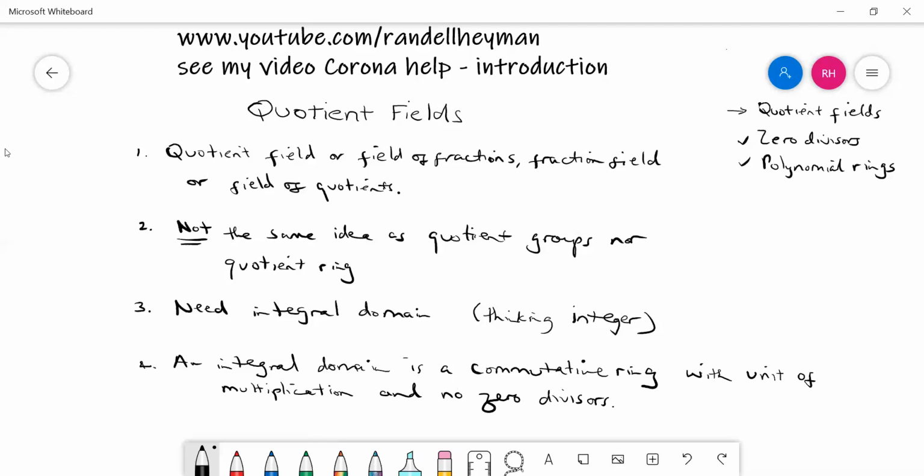So I think that's all I want to talk about in this video, but I'll record the next video very soon, and we'll work out exactly what a quotient field is once we've now understood what an integral domain is.